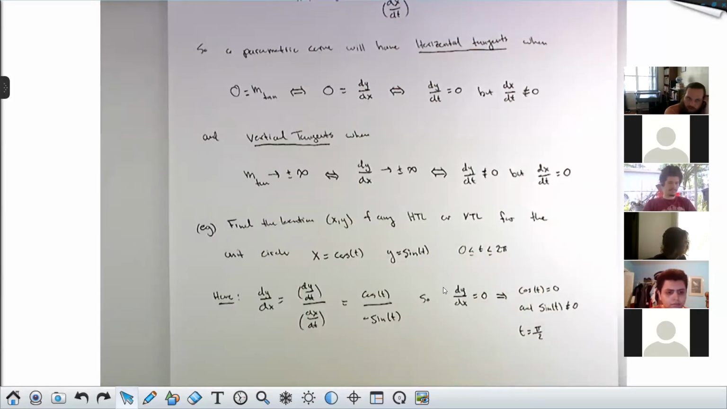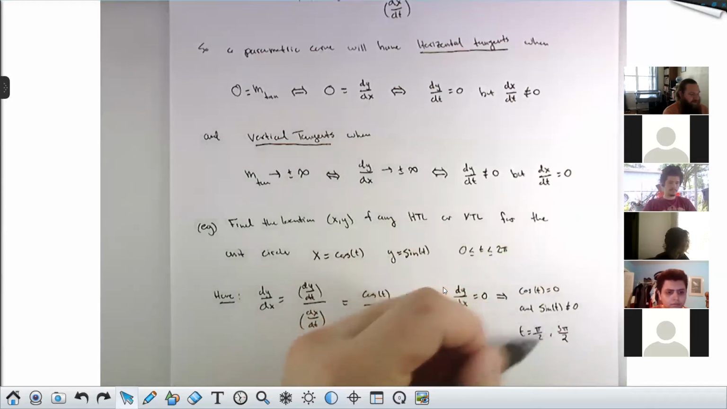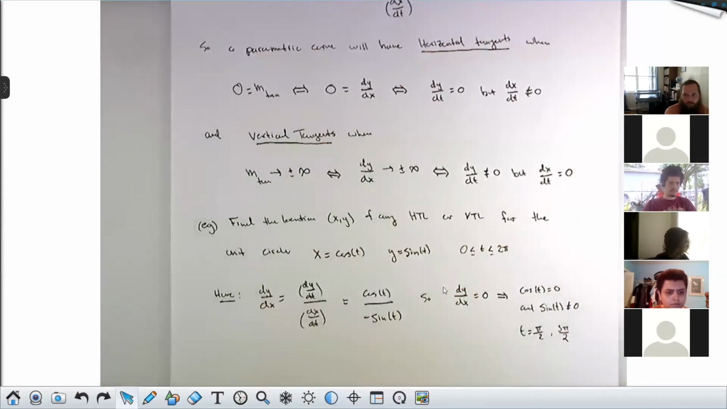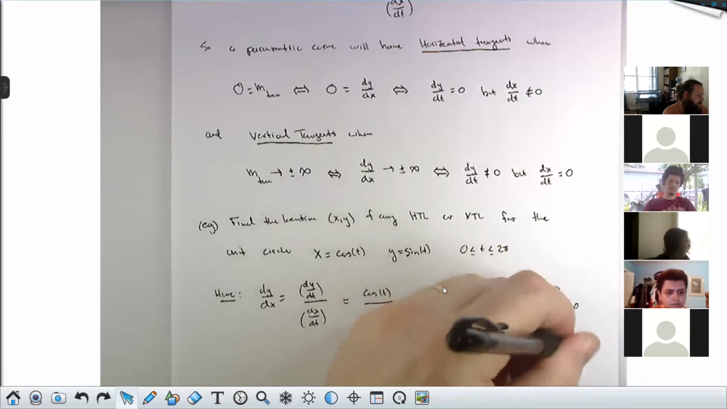Think about your unit circle. Think about the cosine function. Where else is cosine 0? Good, 3 pi over 2. And the sine function isn't 0 at either of those, right? We just want to double check. The sine of pi over 2 is 1. The sine of 3 pi over 2 is negative 1. So we're good here. These are the t values where we have horizontal tangent lines.